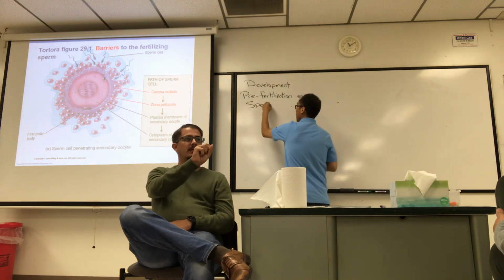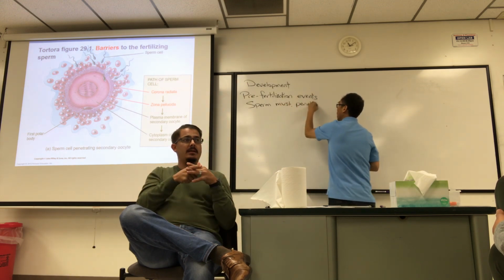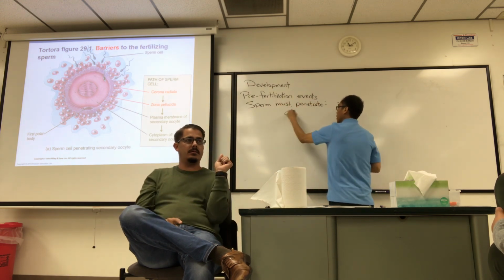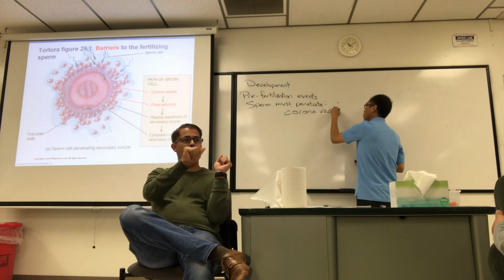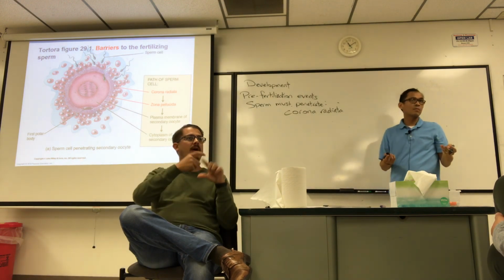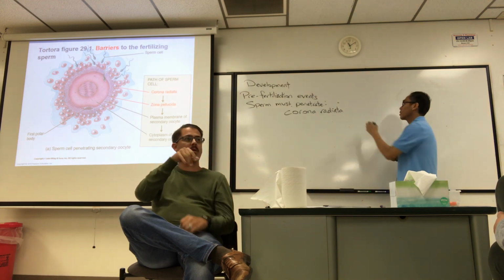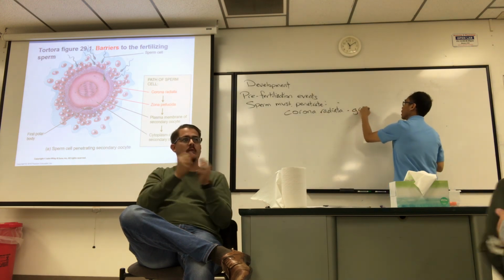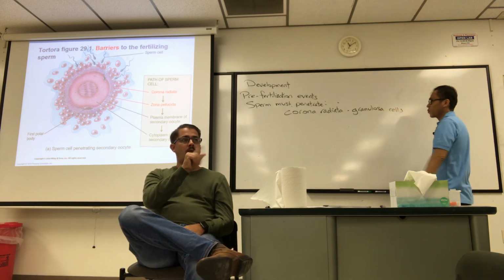Sperm must penetrate the corona radiata, a crown of cells. They're granulosa cells from the graafian follicle. When you ovulated the oocyte, you ovulated some of those cells with it. Granulosa cells, so that's a barrier. You've got to get through that.